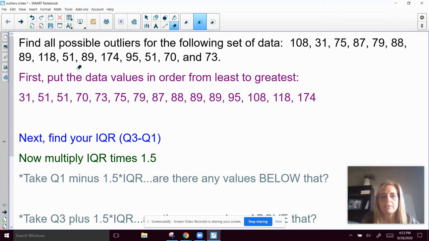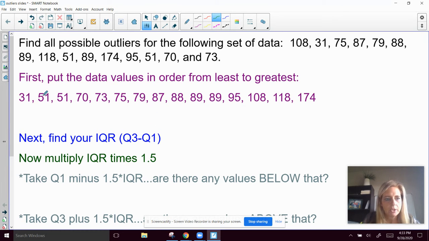In order to do this, the first thing we'll want to do is put the data values in order from least to greatest, which I have done right here. Then we need to find our interquartile range. The interquartile range is quartile 3 subtract quartile 1. So I need to find quartile 3 and quartile 1. I can do it by hand or I can do it by Desmos. Let's do it by both to make sure that our answers match up.